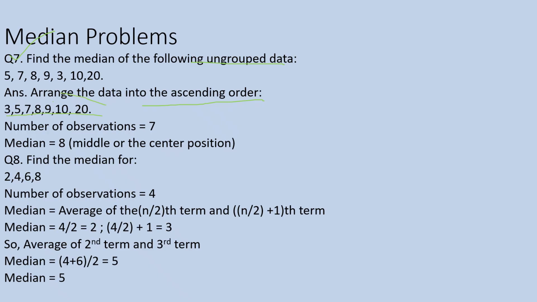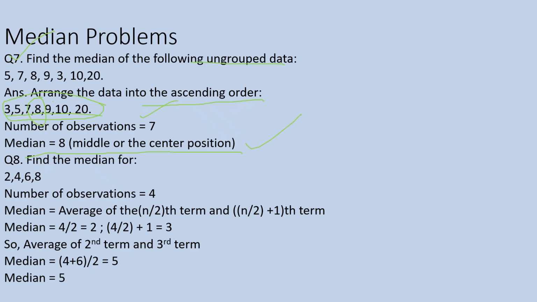So we find that there are 7 observations. So the number of observations is equal to 7. Now what is the median? We already know that median is the middle or the center value. So here we find that 8 is the center or the middle value. So median is equal to 8.